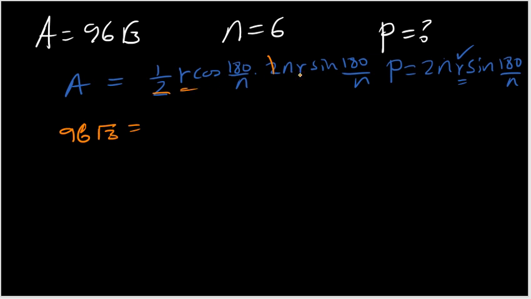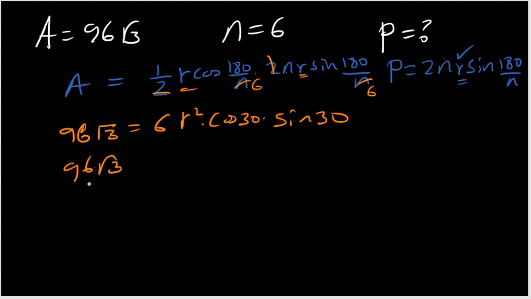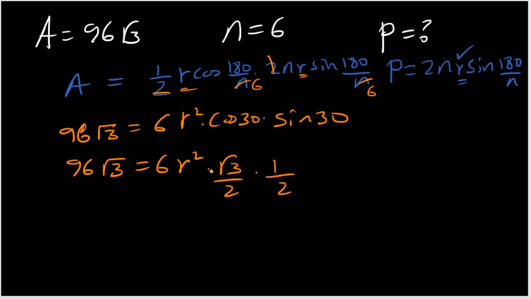It will be r times r, which is r squared, and n is 6, so r squared times 6. Here also 6, so I can plug in 180 over 6, which is 30 degrees, so cosine 30 times sine of 30. And so 96 radical 3 is equal to 6r squared times cosine 30, which is radical 3 over 2, and sine 30 is 1 over 2. But this time I can cancel both sides.